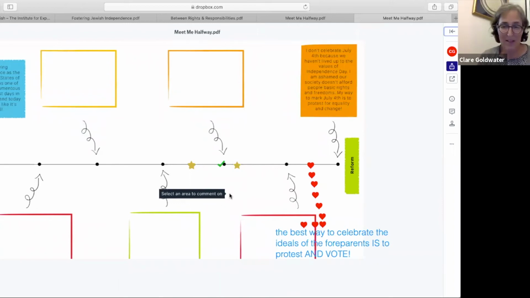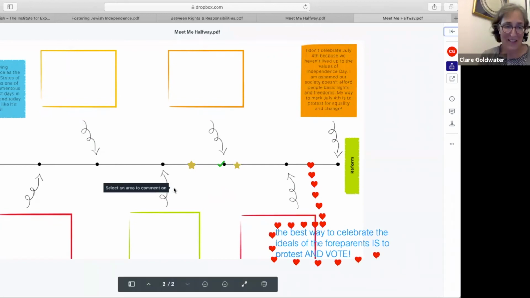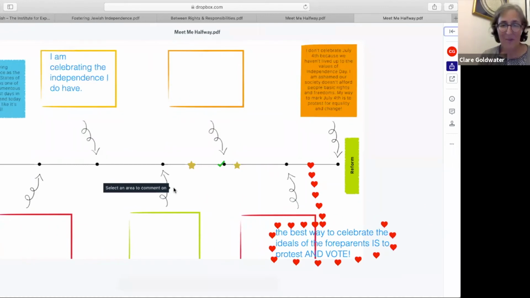You see some hearts. Is that one person? Okay. Can everyone place themselves? Great. Okay.